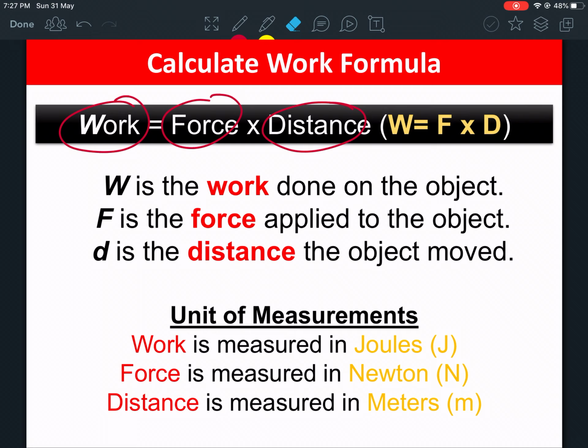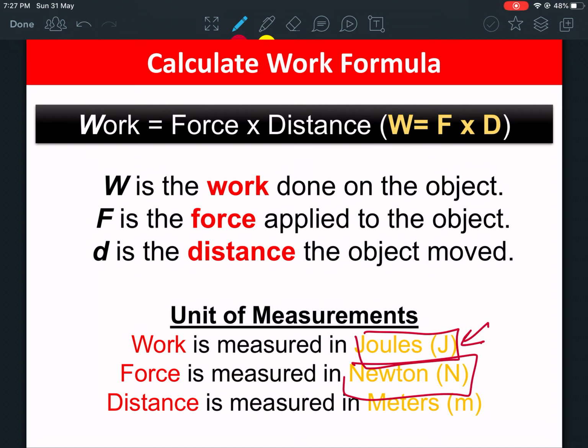Now the formula to calculate work: work equals force times distance. Okay, so work is measured in joules, so J. Force is measured in Newton, so N, and distance is measured in meters, so M.